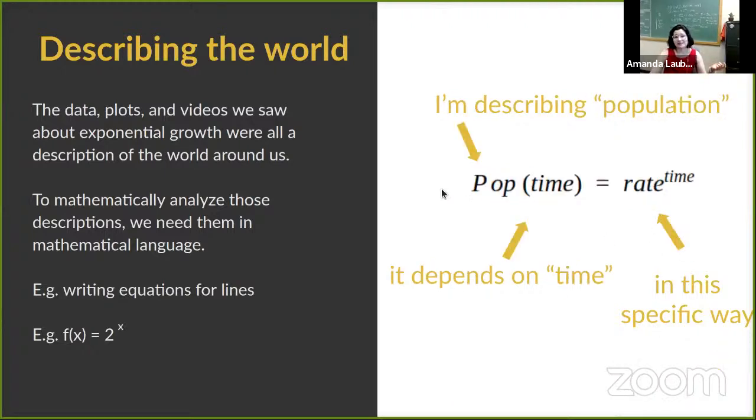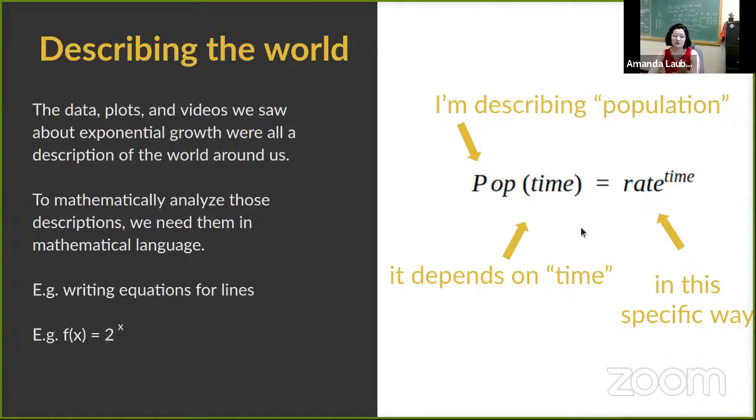To put this in the context of what we've been talking about, the thing we want to describe is population. We think it probably develops in time. So as time goes on, populations change. And the specific way that we've decided this change occurs is exponential. We think that there's some rate, we take it to the power time, and that's how the population changes. And so the reason we would do this is so that we would be able to say, okay, if you hand me time 2018, I can calculate the population at that time using this formula right here.